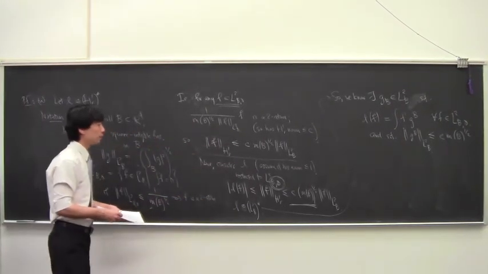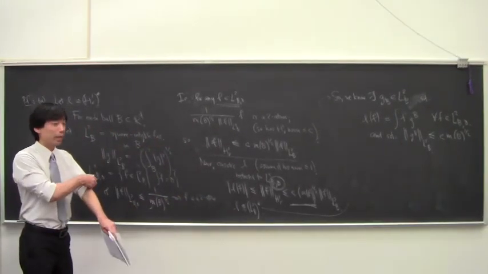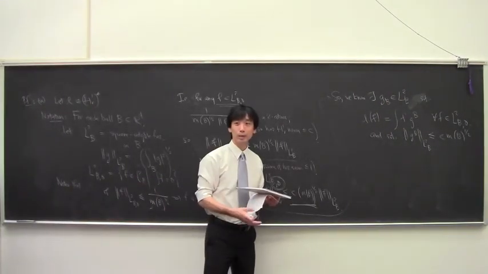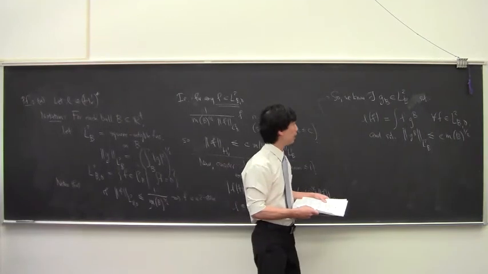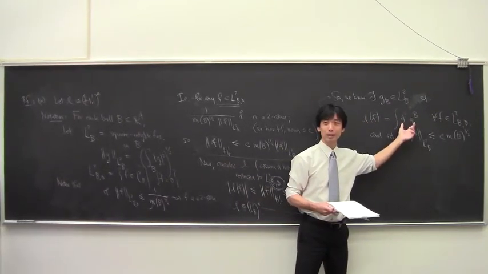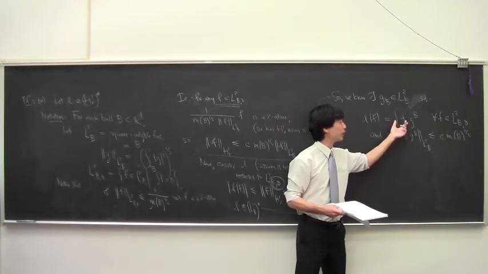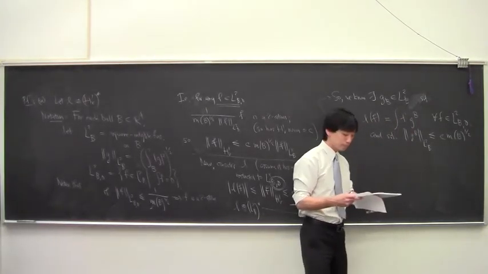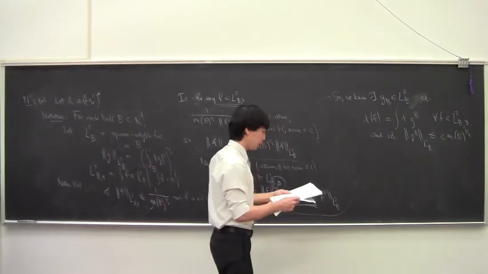Okay. So this is pretty good. What we have is that for each ball, we have a function that works for that ball. We have a function that we integrate against that works for that ball.